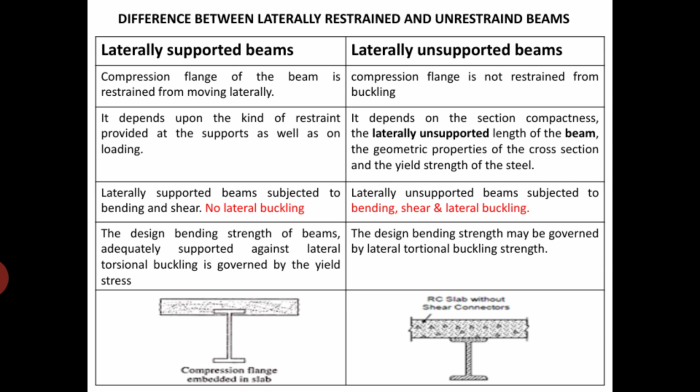Laterally supported beams are subjected to bending and shear, with no lateral buckling. Then the fourth one: the design bending strength of a beam adequately supported against lateral torsional buckling is governed by the yield stress in the case of laterally supported beams, and for laterally unsupported beams, the design bending strength may be governed by lateral torsional buckling strength.